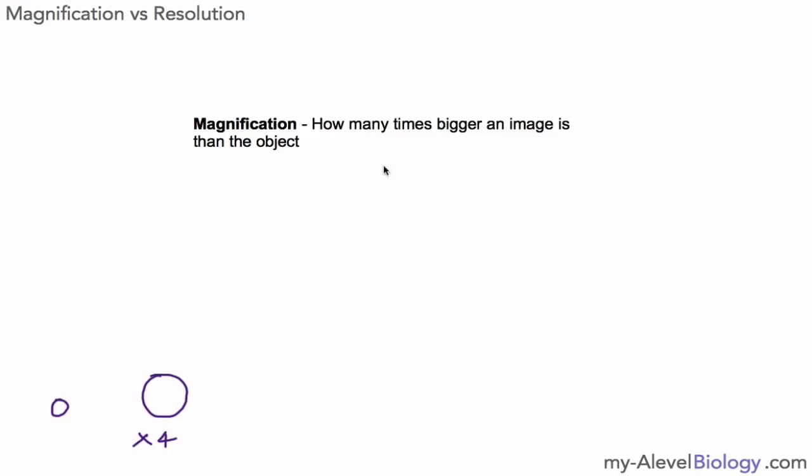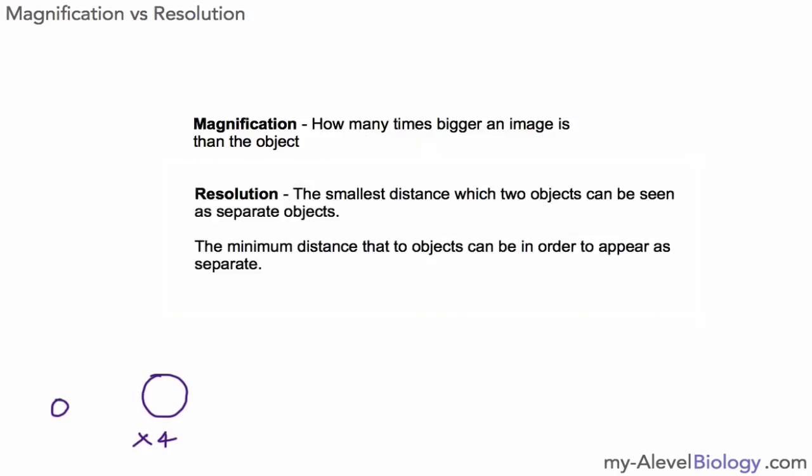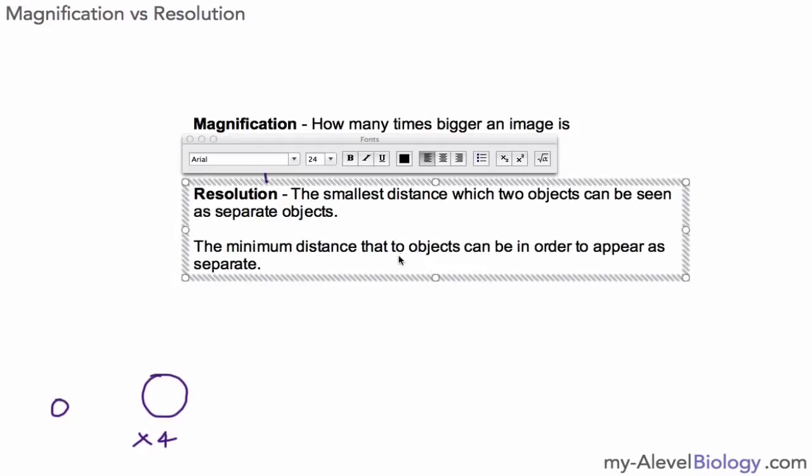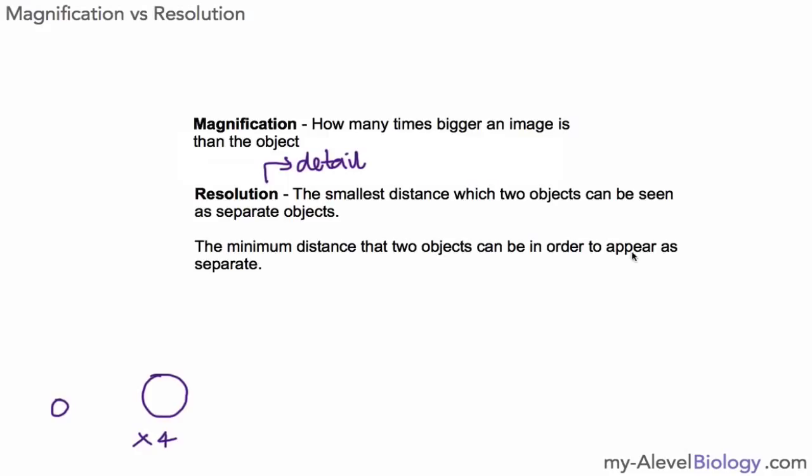That's quite straightforward to understand. Resolution, however, is a little bit more tricky. Resolution basically gives you the detail in images. It gives you sharper and clearer images, and what it means is the smallest distance at which 2 objects can be seen as separate objects, or in other words, the minimum distance that 2 objects can be in order to appear as separate. So really the everyday English way of explaining it is you see more detail, you see sharper and clearer images, but that's the slightly more technical way of explaining it.